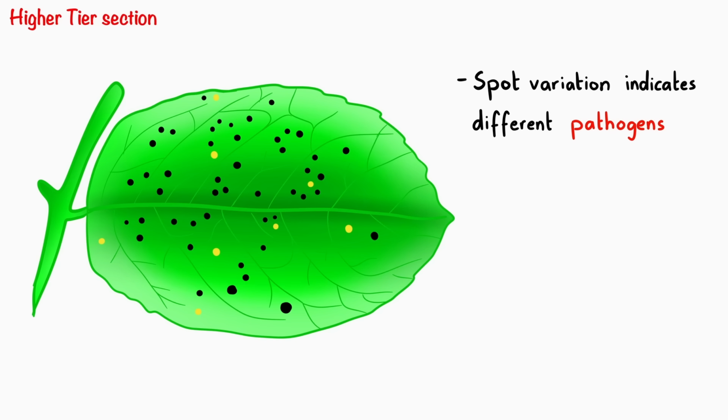Spots on the leaves are another telltale sign of many plant diseases. These spots may vary in color, size, and pattern depending on the specific pathogen.